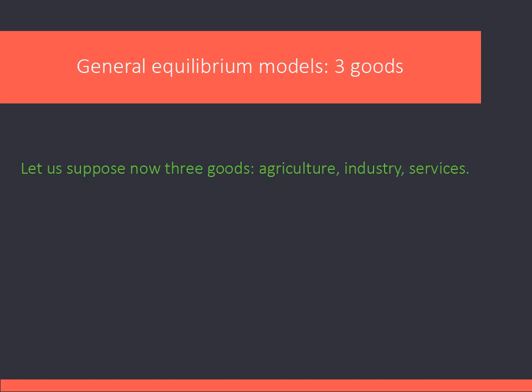Now we have three goods, and these goods are agriculture, industry, and services. So we can talk about sectors instead of goods. That doesn't change, and so we can have any number of goods. So it can be n goods. It's not going to change anything. The principle is to change from one good to more than one good.